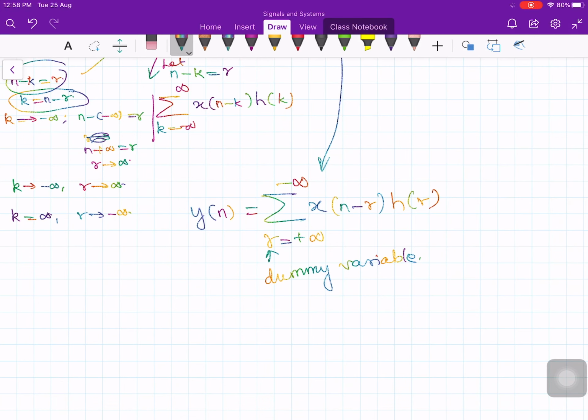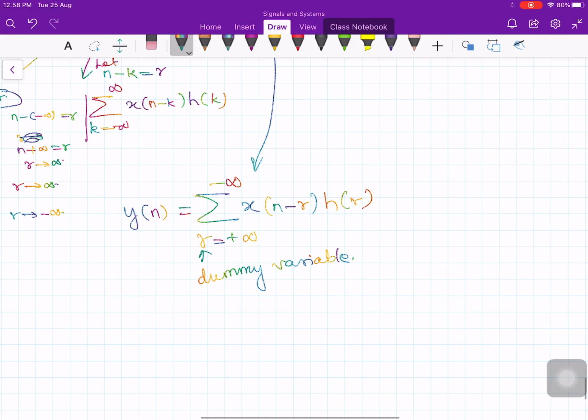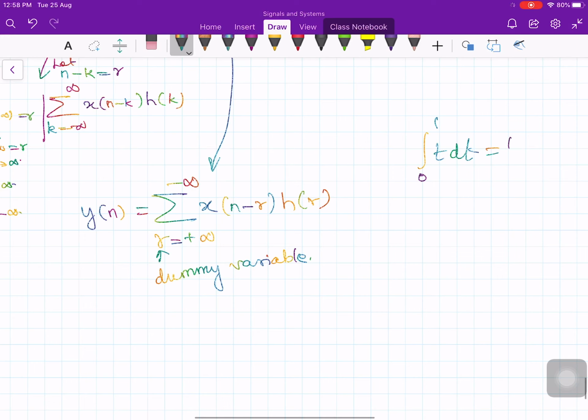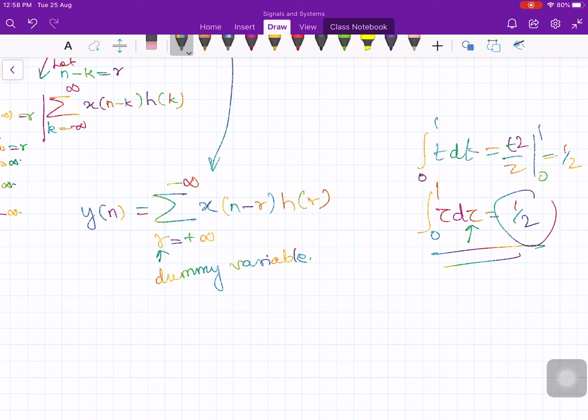As I said in one of the previous lectures, suppose you have t times dt and the limit is from 0 to 1, then this is like t square by 2 with the limit 0 to 1, so it is 1/2. Similarly, the same integration I can write like this also, 0 to 1 tau d tau, again it will give the same answer, because after all tau is a dummy variable. Once the integration is over, then the result is going to be 1/2. There is neither t nor tau. Similarly, in this summation, r is a dummy variable. I can put anything else.